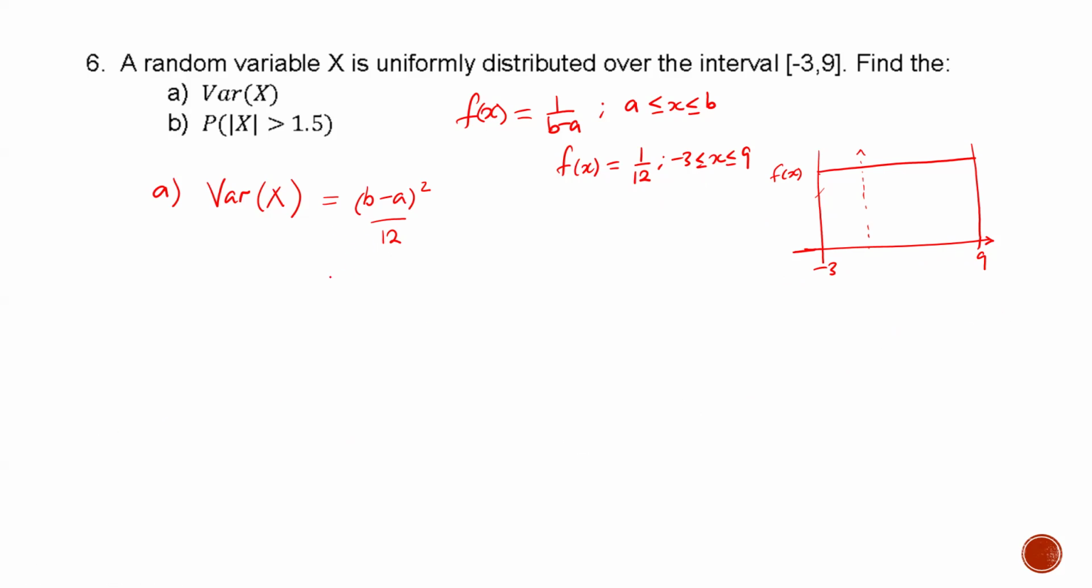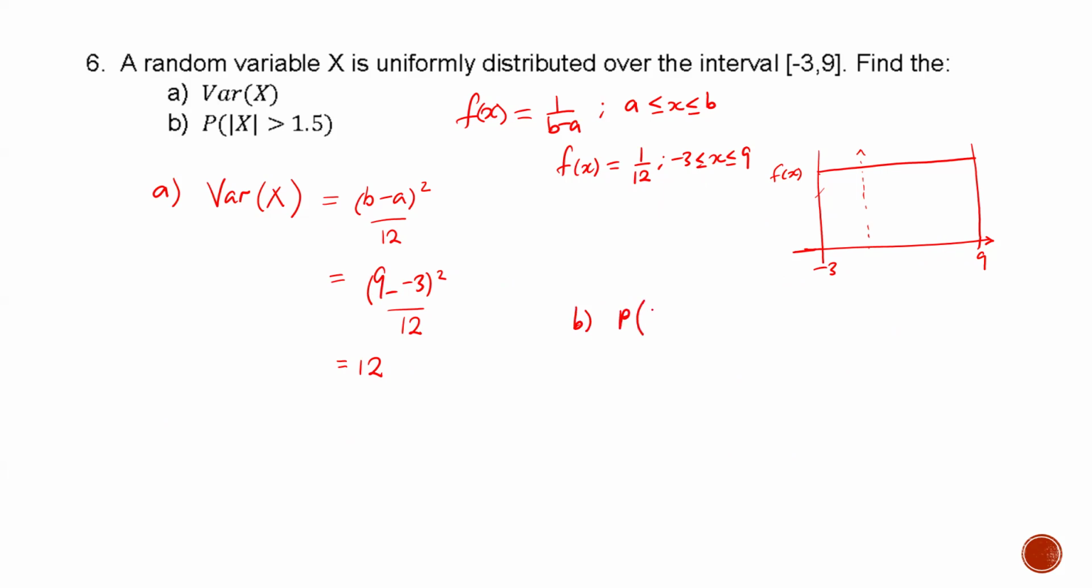Now let's come back to this. The variance would be (9 minus -3) squared out of 12, which when you work it out, you get 12, because it's 12 squared divided by 12, which should give you 12.